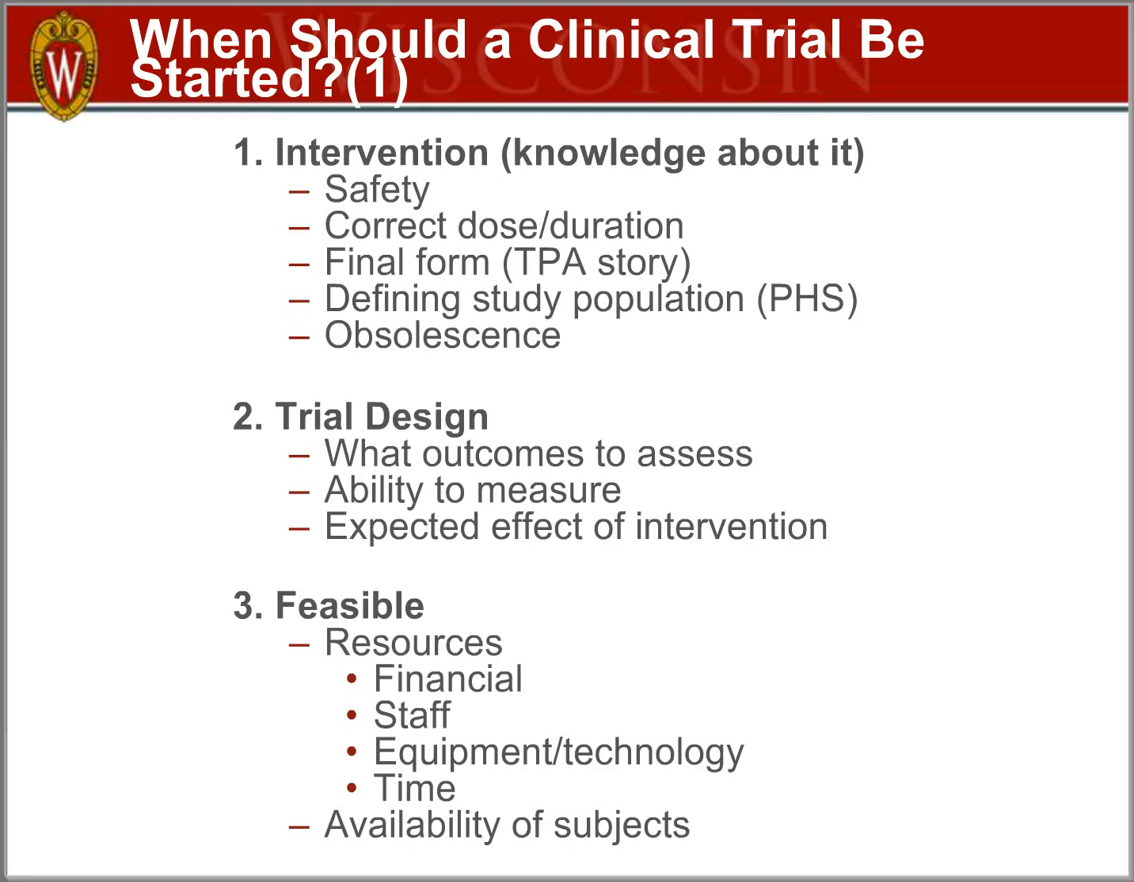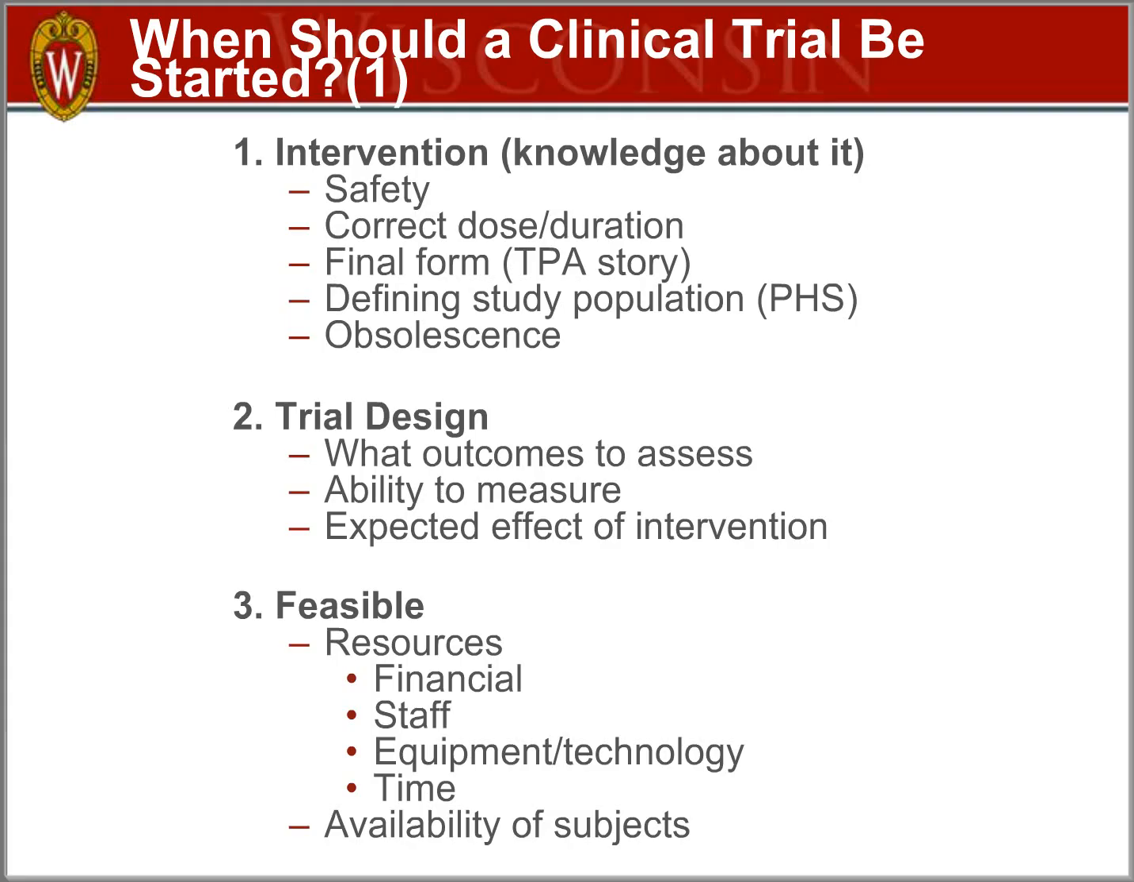We have to define the study population. If we wait too long, the therapy may become obsolete. This is a problem in device trials because the engineering keeps changing. In the field of drugs, the new drugs keep coming out with different characteristics. In the trial design, as we'll talk about in the next lecture, we need to understand exactly how to measure what's important. Can we measure it? Is it the expected effect of the intervention? These are really serious questions.